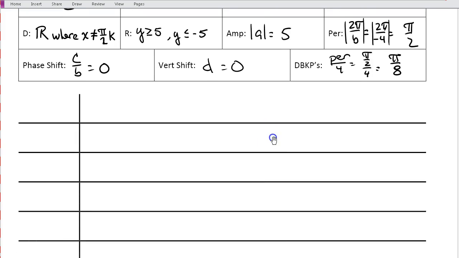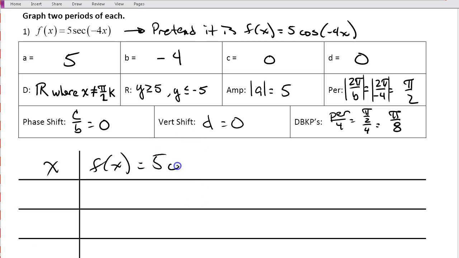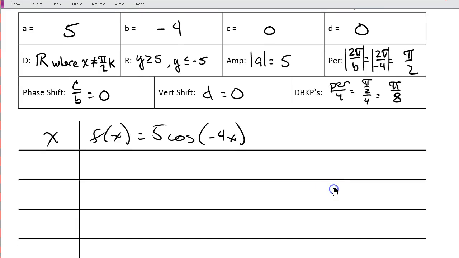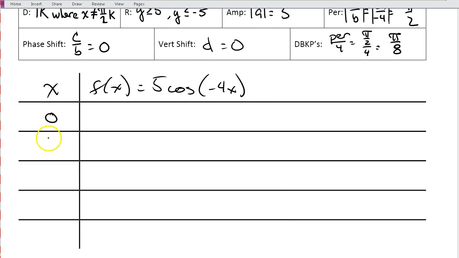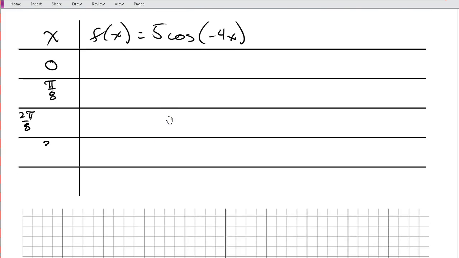Alright, so again, here's my x values, here's my f of x. We're just going to pretend again that we're graphing 5 cosine negative 4x. And since there's no phase shift, we'll start at 0, and then we're going to go up by my distance between key points, so that's going to be 1 pi over 8, 2 pi over 8, 3 pi over 8, and 4 pi over 8. And these two will reduce, so that'll be pi over 4, and this will be pi over 2. Let's go ahead and substitute these in.